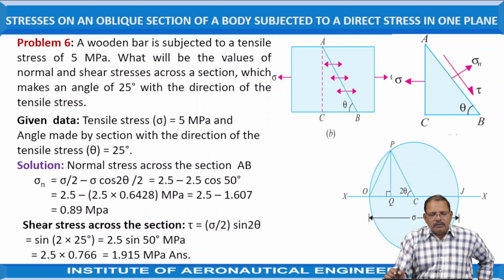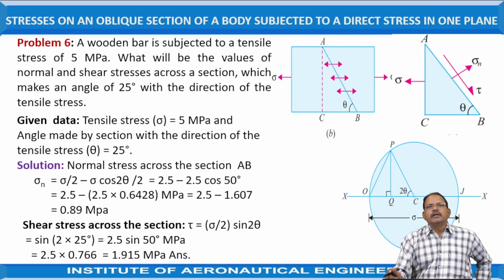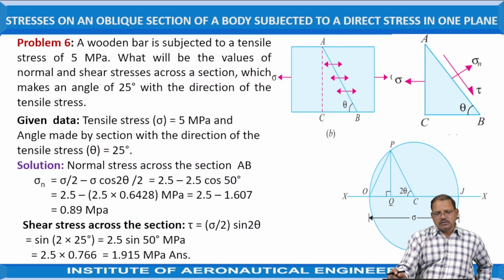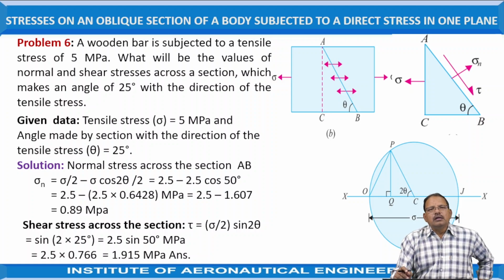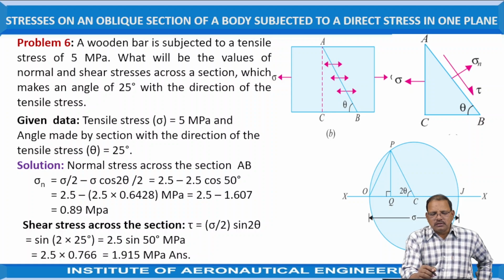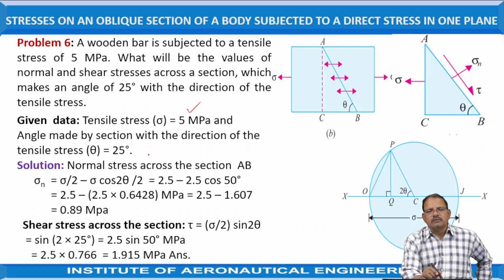Here, the problem is: a wooden bar is subjected to a tensile stress of 5 megapascal. What will be the values of normal and shear stresses across the section which makes an angle of 25 degrees with the direction of the tensile stress? Here the given data is the tensile stress equal to 5 megapascal, and the angle made by the section with the direction of the tensile stress is 25 degrees.